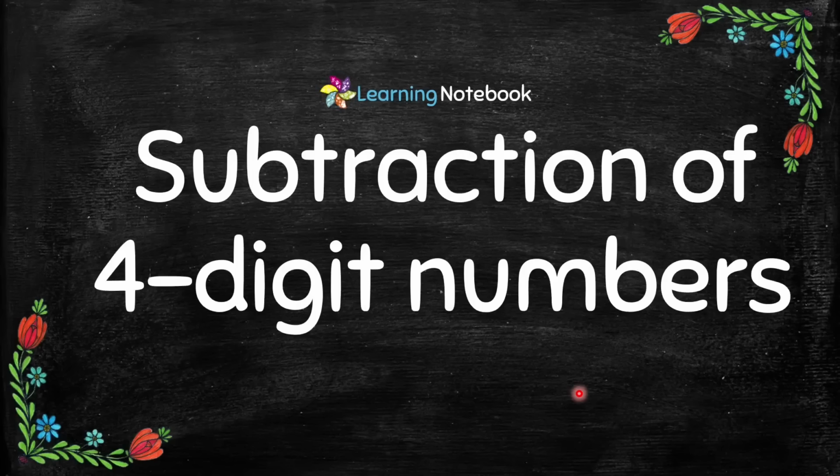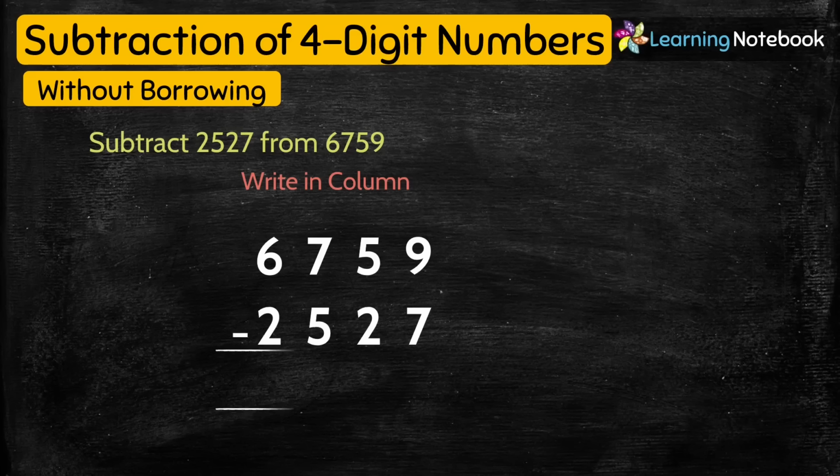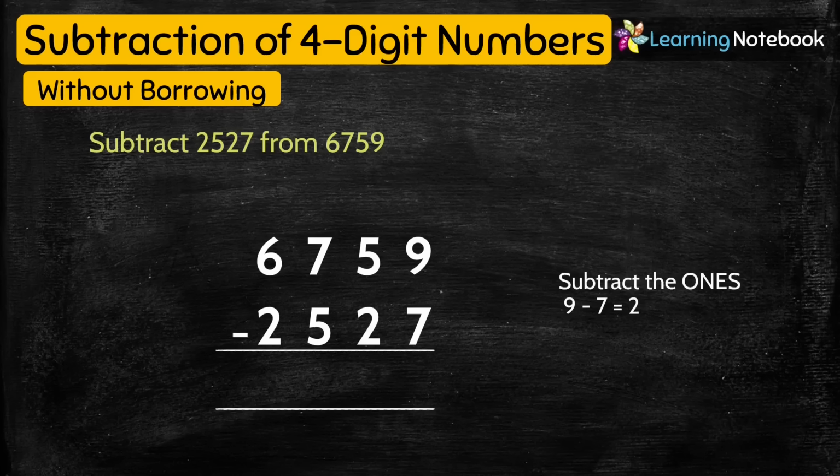Now let's move to our next topic, subtraction of 4-digit numbers. First, we will do a question without borrowing. The question is, subtract 2527 from 6759. First, we will write these numbers in column. Then, we will start subtracting them from ones place. 9 minus 7 equals 2. Then subtract the digits at tens place.